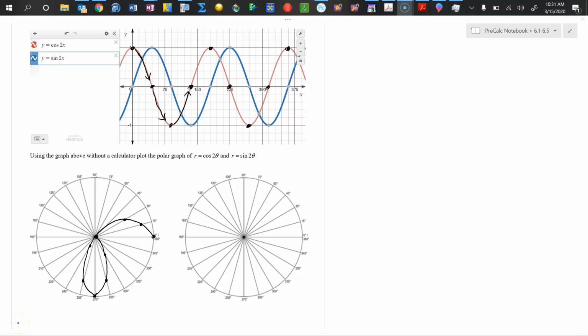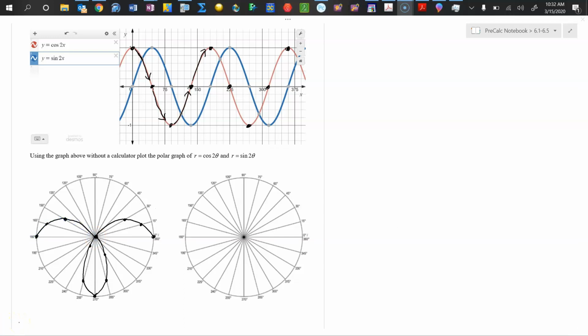Between theta equals 135 degrees and 180 degrees, r is going from 0 to +1. So in our polar system at 135 degrees, we're at the pole. If we go to 150 degrees, r is at +1/2, or 1/2 unit away from the pole. At 165 degrees, we're almost to +1, and by the time we get to 180 degrees, we're back at +1. So our graph looks like that.